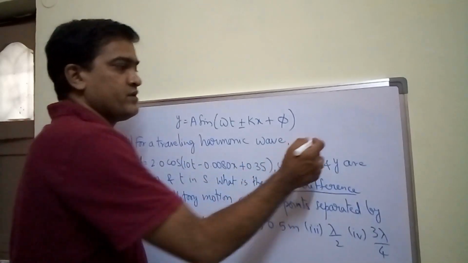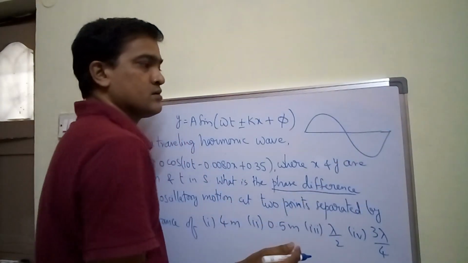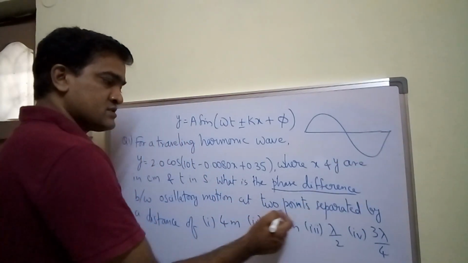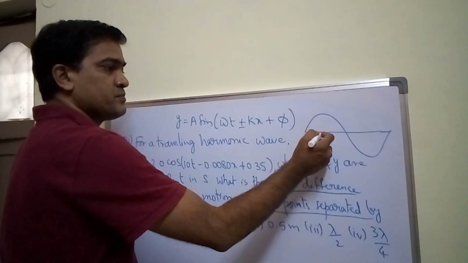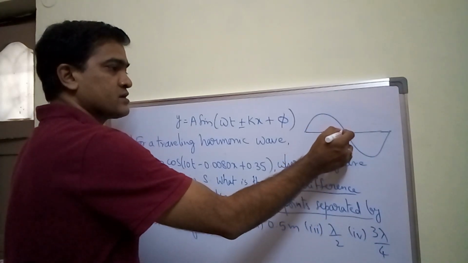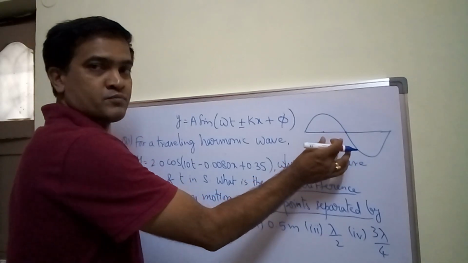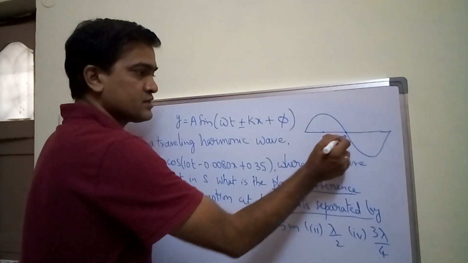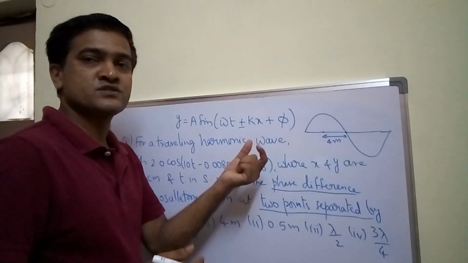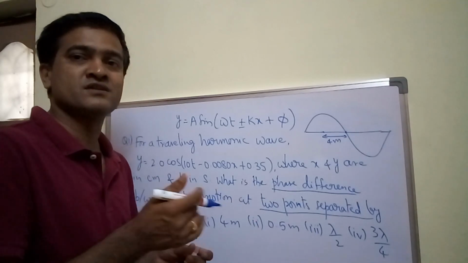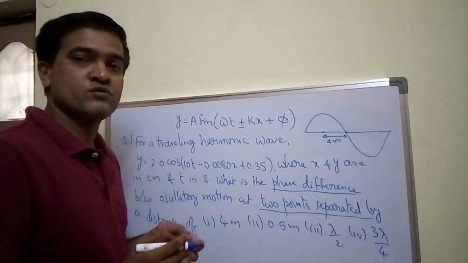Delta phi is asked between the oscillatory motion at two points separated by a distance of 4 meters. See, in a wave, let me take a point somewhere here, and another point somewhere here. These are two different points which are separated by 4 meters. That means these two points are along the x-axis, so the path difference, delta x, is given. So we have to find out the phase difference.